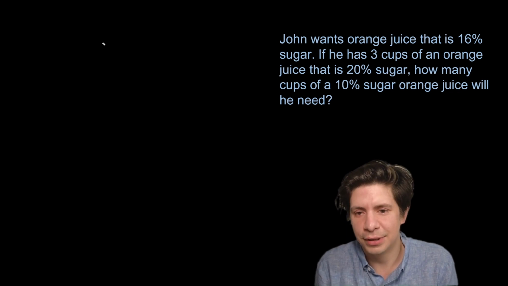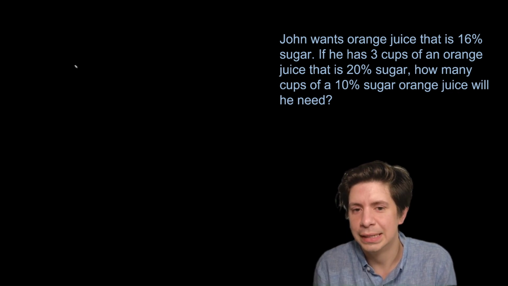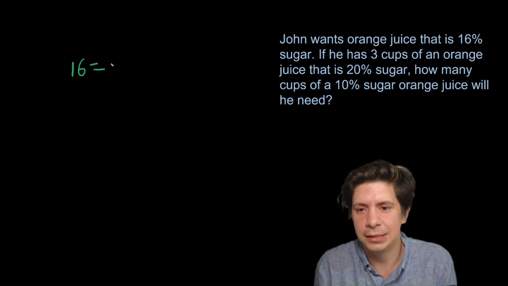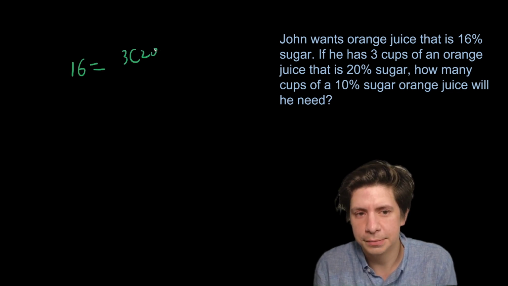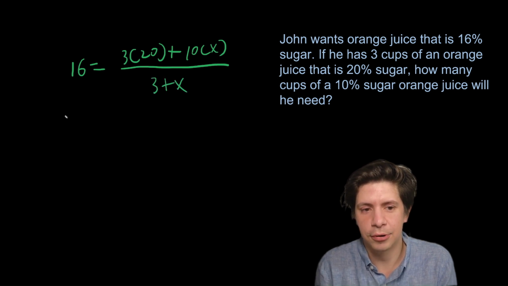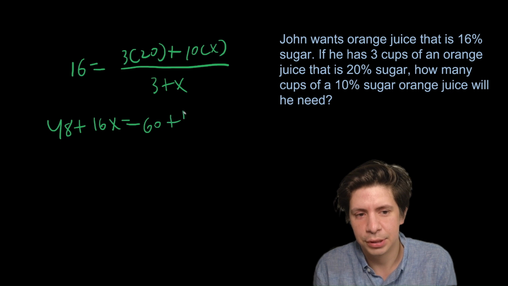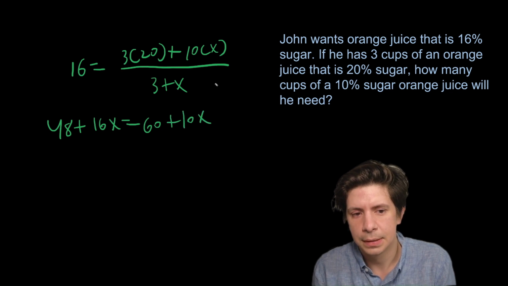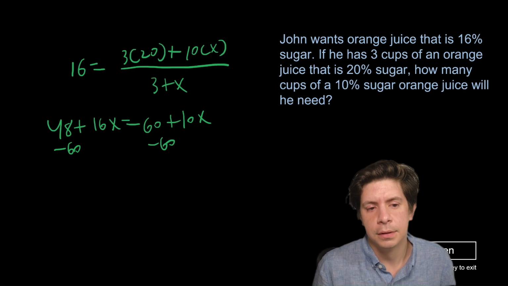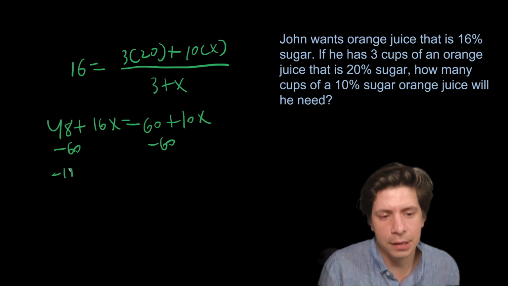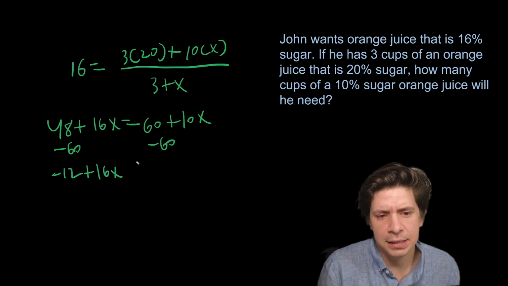And you can just do the calculation again with a different variable. So now we want 16%. So it's going to be 16 equals 3 times 20 plus 10 times x all over 3 plus x. We don't know the total. Now we're going to multiply this out. So we're going to get 48 plus 16x equals 60 plus 10x. Now subtract 60 and that will give us negative 12 plus 16x equals 10x.